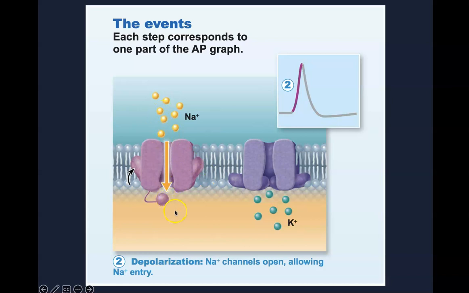Sodium is going to rush in. As sodium rushes in, it's going to change this membrane potential, making it more positive on the inside. And it's going to become so positive that it's going to hit about plus 30 millivolts. So it's going to completely turn that membrane potential upside down, going from negative to more positive, until it hits a peak at this certain point, okay?